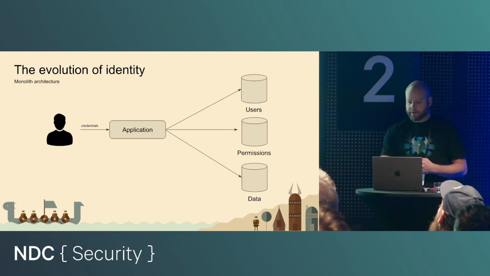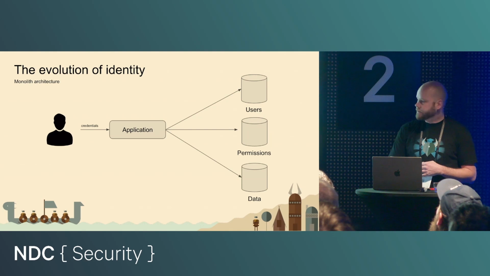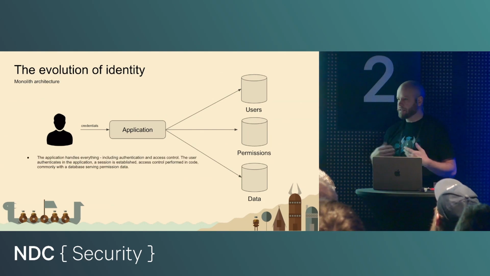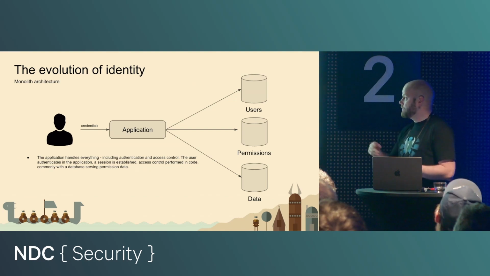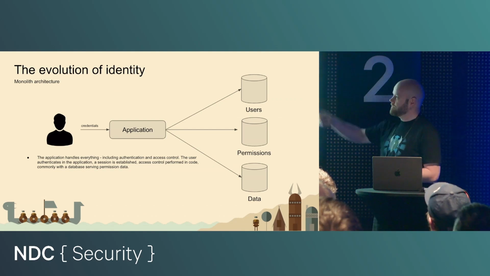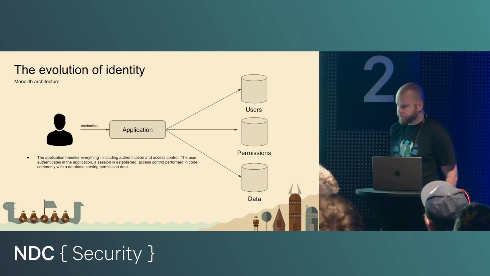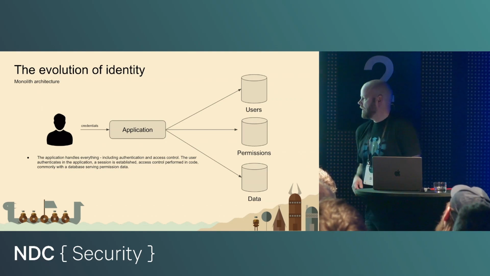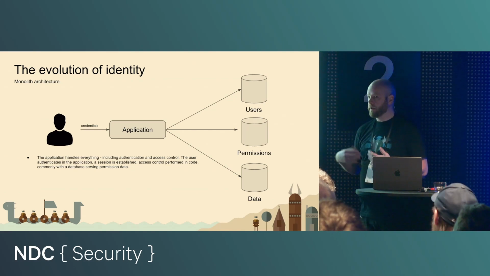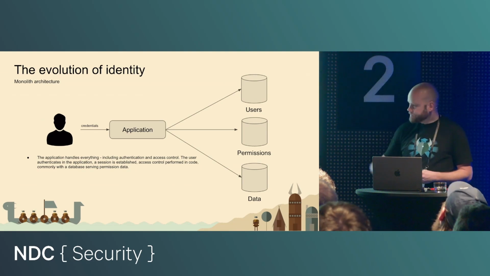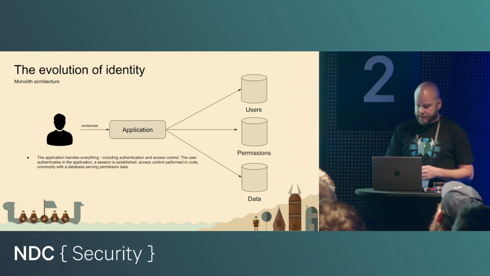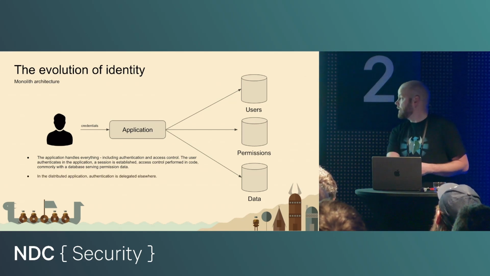So in the monolith architecture, it's a rather simple model. You have one application that basically does everything. The user provides some credentials, the application sets up a session, it obviously checks the identity of the user, verifies the credentials. Once the credentials are verified, we check, is the user allowed to do this operation? And if the user is, we send back some data or we allow the operation.